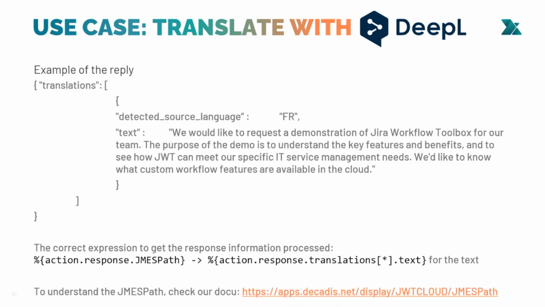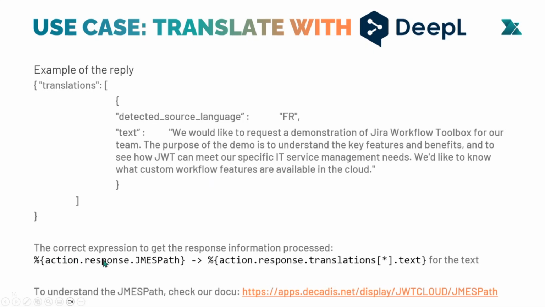Here is the reply that we get from the DeepL API. In this example, we can really easily see that we have the translations as an array. And within that array, we have the detected source language, which is French. You will see that later, and the text, which is then translated into English.